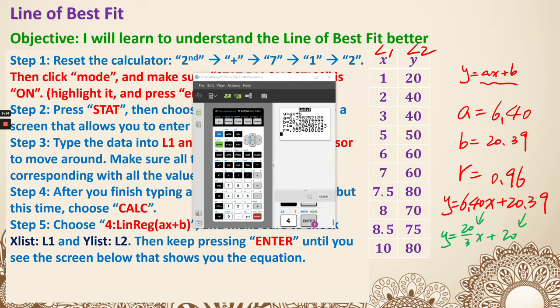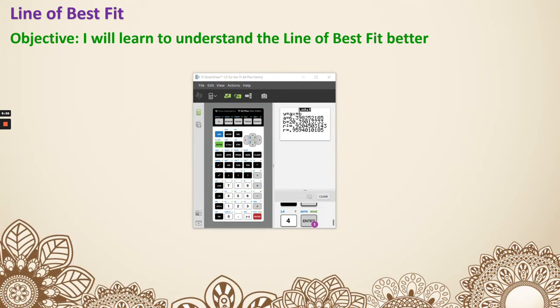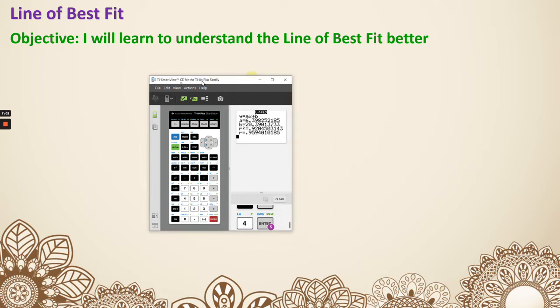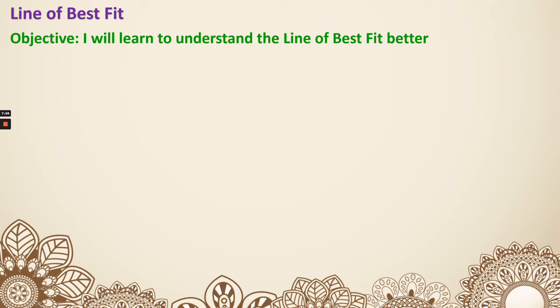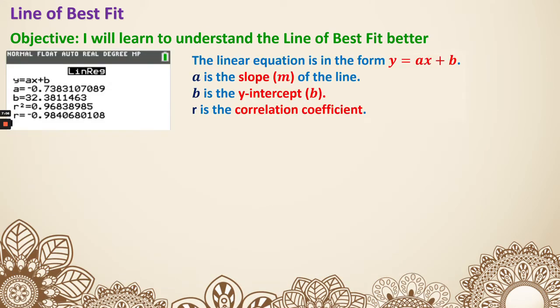So, moving on, let's actually have a look at the screen a little bit more. The screen that you should be able to see is right here. The linear equation is in the form of y equals ax plus b. A, of course, is the slope of the line. B is the y-intercept. As for R, it is the correlation coefficient.